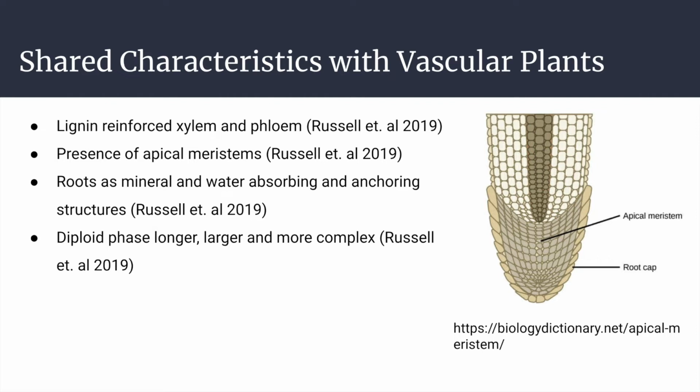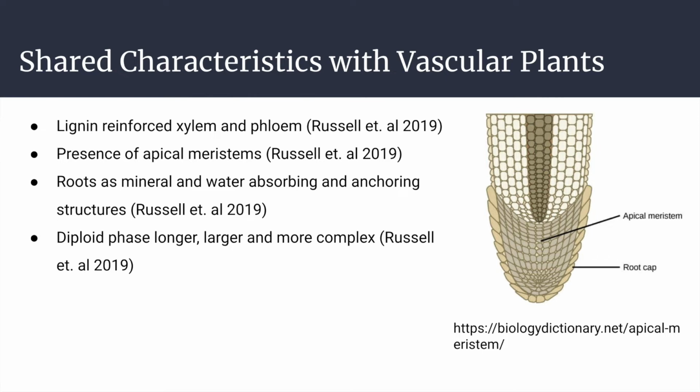Shared characteristics with vascular plants. Vascular plants all have xylem and phloem that are reinforced by lignin. The xylem transports water and the phloem transports sugars. They all have apical meristems, which are the dividing tissues on the tips of roots and shoots where plant growth is made, and they produce all the plant tissue.